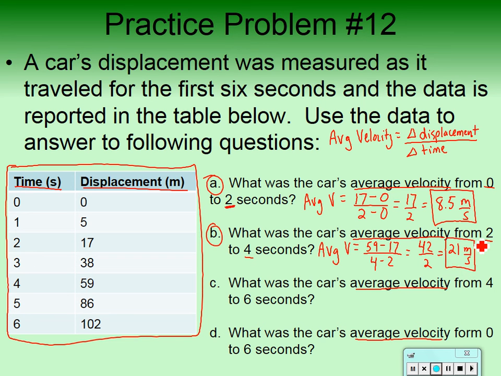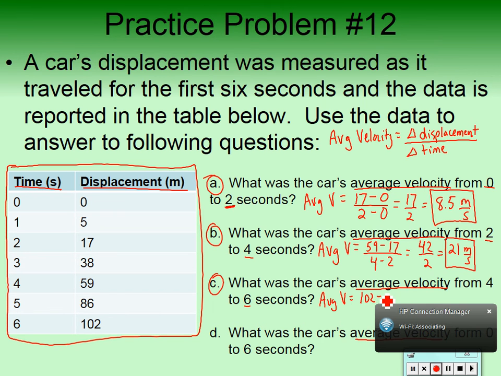So from 2 to 4 seconds, his velocity increased to 21 meters per second. Let's see what happens in part C, where it's from 4 to 6 seconds. So again, average velocity is equal to displacement final, which would have occurred at 6 seconds. At 6 seconds, it was 102 meters away. And the initial would have occurred at 4 seconds. So at 4 seconds, it was 59 meters away.